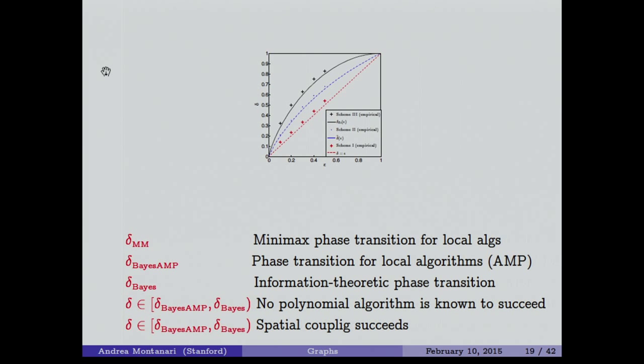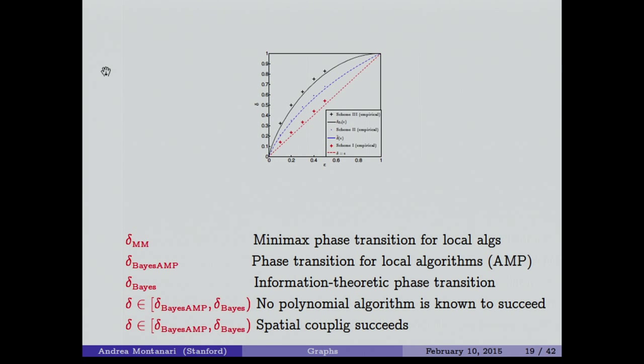So you have a phase transition for local algorithms, which is the blue one. You have a phase transition that is information theoretic, which is the red one. That this can be achieved information theoretically was actually first proved by Wu and Sergio Verdú. In this interval between the red and the blue, I don't know of any polynomial algorithm that does the compressed sensing reconstruction.